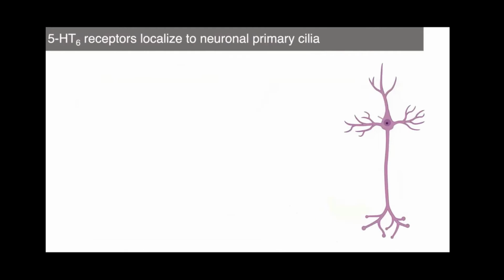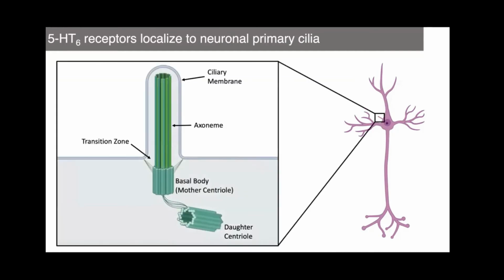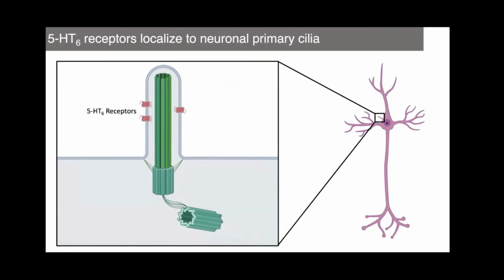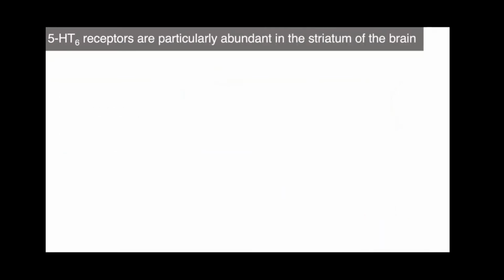5-HT6 receptors are particularly unique. They are GS-coupled excitatory receptors, and they localize to neuronal primary cilia. Primary cilia are signaling organelles that are found on the cell bodies of neurons, and they allow the cell to sense molecules that are diffusing throughout the extracellular space, almost like signaling antenna. And it's here that we see 5-HT6 receptors are localized.